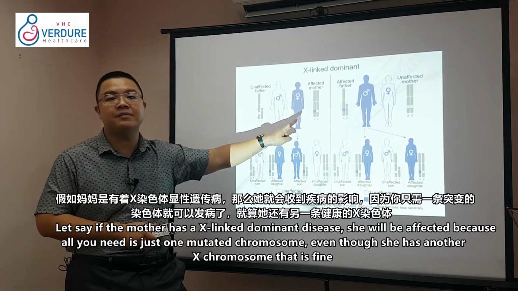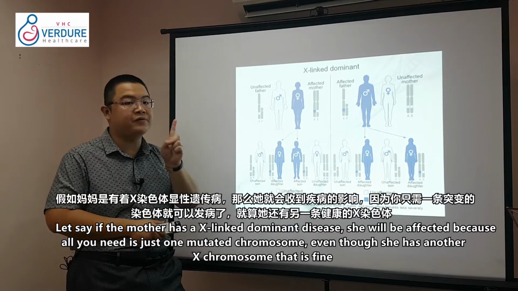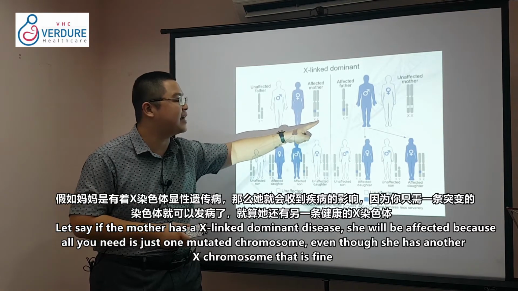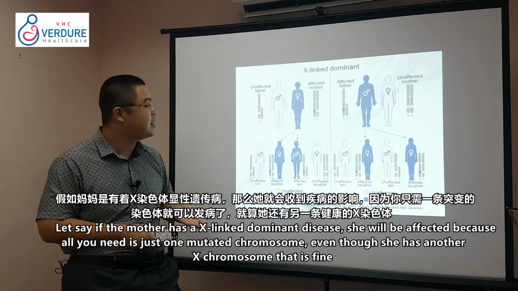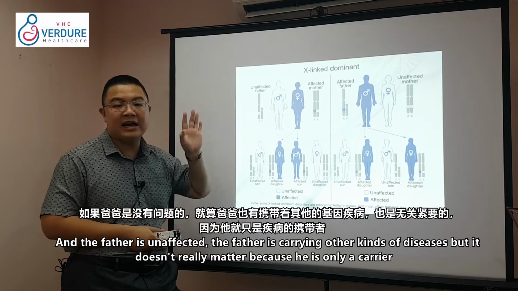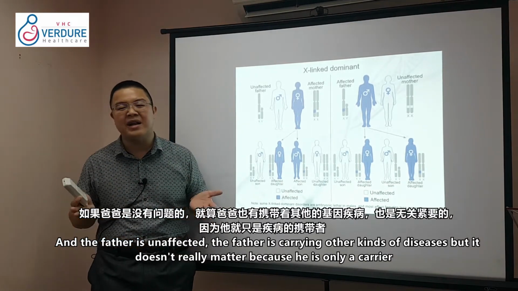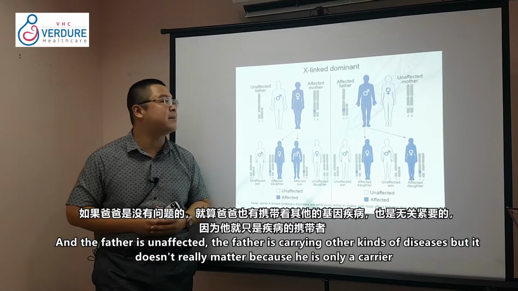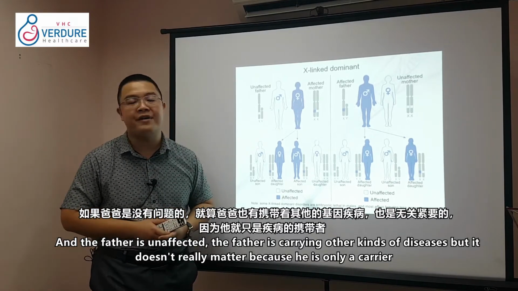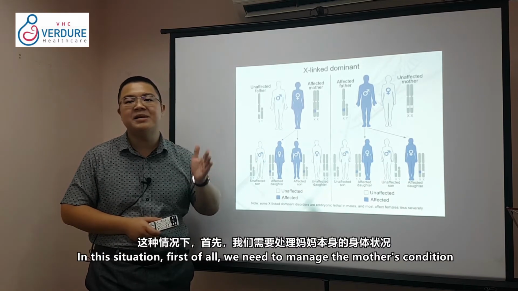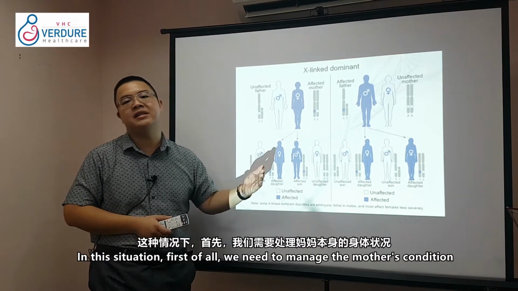She will be affected because all you need is just one of those mutated chromosomes. Even though she has the other X chromosome, that is fine. And the father is unaffected, okay? So the father is carrying some other kinds of genetic diseases, but it doesn't really matter because he's only a carrier. So in this situation, first of all, we need to manage the mother's condition.